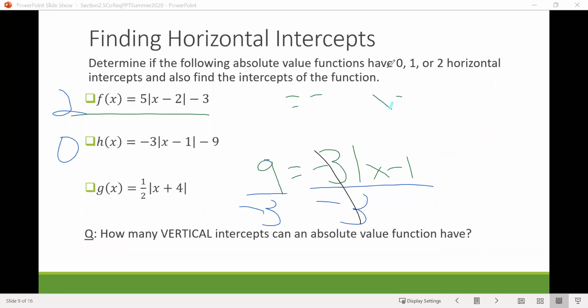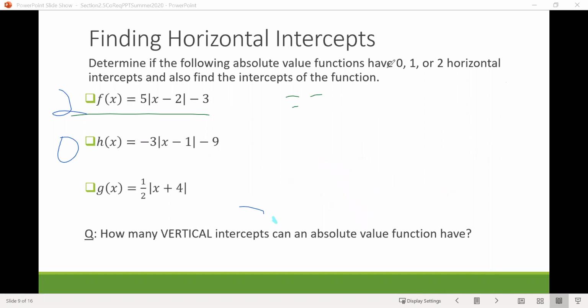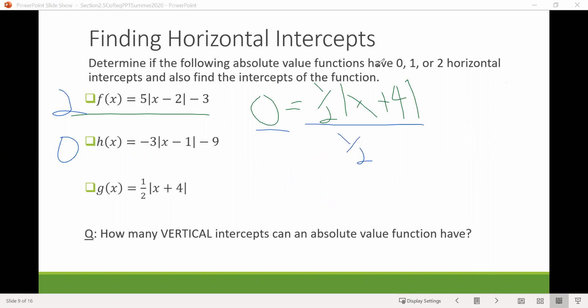So here, now I'm going to take that function g of x, which equals 1/2 times the absolute value of x plus 4. We'll set that equal to 0. So 0 equals 1/2 times the absolute value of x plus 4. Again, we've got to isolate the absolute value here, so we'll divide by 1/2 on both sides. And 0 divided by 1/2, we know that 0 divided by anything is 0. So 0 equals the absolute value of x plus 4.